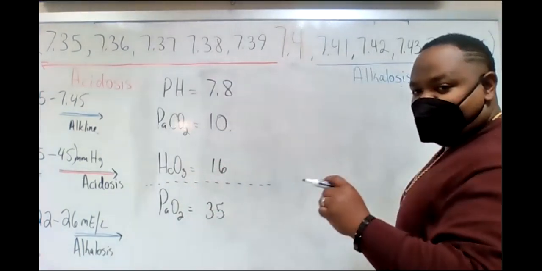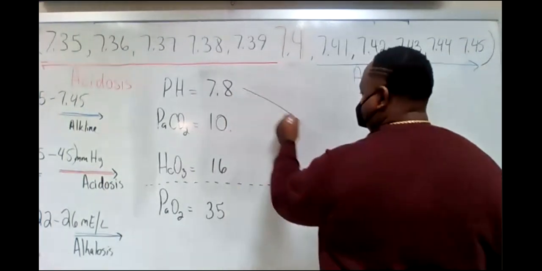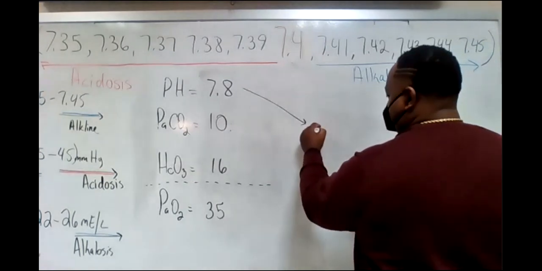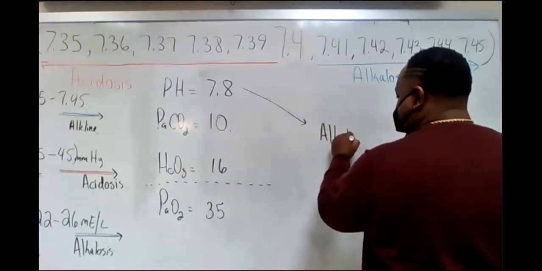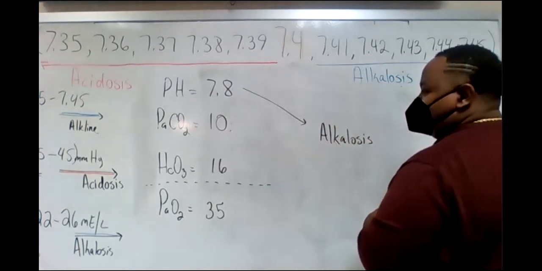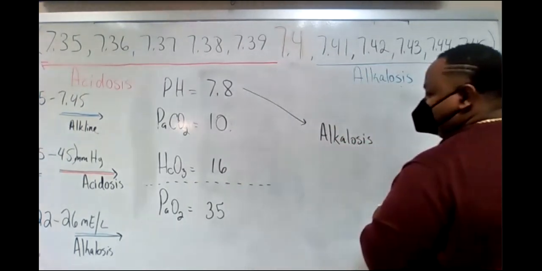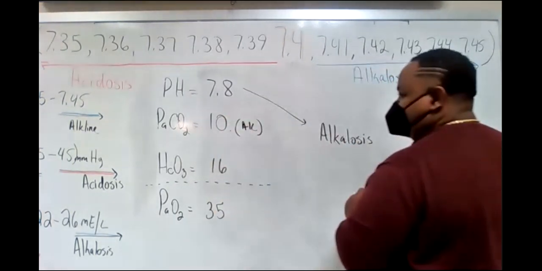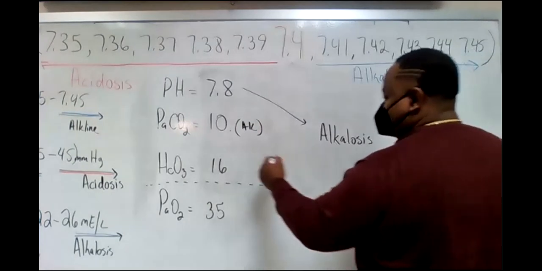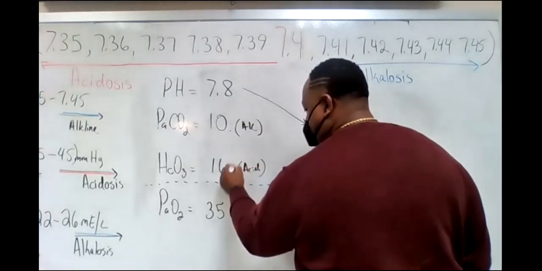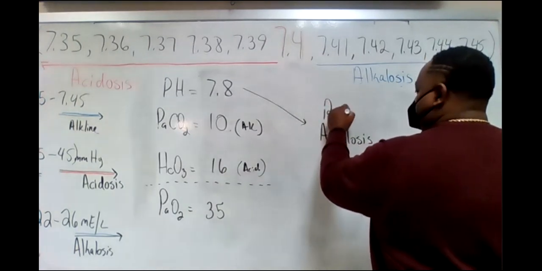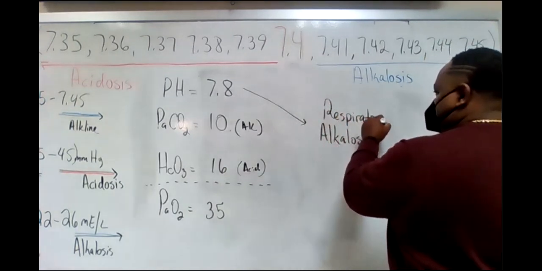Michaelin, what is the pH doing? The pH is alkaline, alkalosis. All right, let's see who's causing the problem. What is CO2 doing, Michaelin? It's alkalosis. Okay. What is bicarb doing? It's acid. So who's causing the problem? It's going to be respiratory alkalosis, and it's going to be partially compensated.